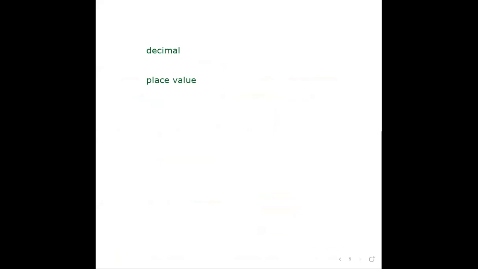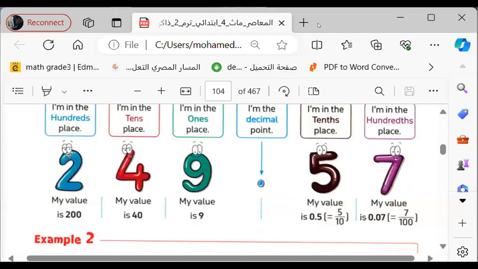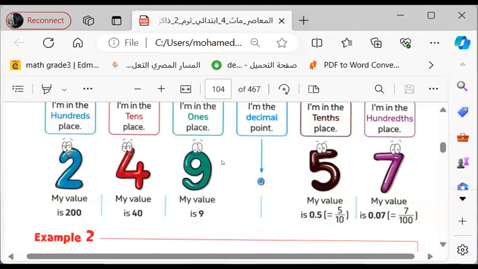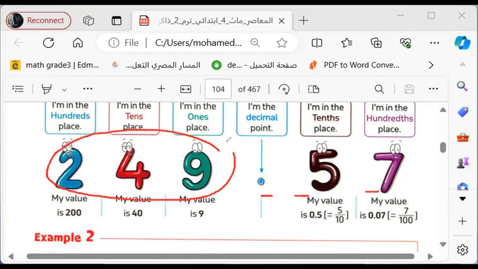Look at here. Let me share the screen again to show you. Look at this. Oh, I have a number here. Look at this number: 2, 4, 9, the decimal point, 5, and 7. What are these? Oh my God. When I read, I consider this the whole. So when I read it, I say 249. So that means I have ones, tens, hundreds, just like the first time.